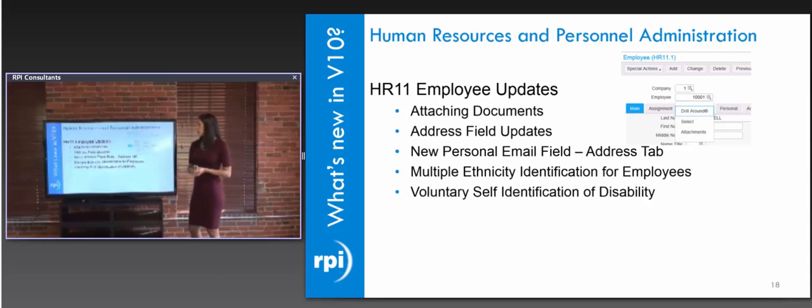Multiple ethnicity identification for employees. So there's a new form called the HR28 ethnicity form, and there's a button for that form on the HR 11 on the personal tab that you can click, and when you click into that form, you are able to select multiple ethnicities for an employee.